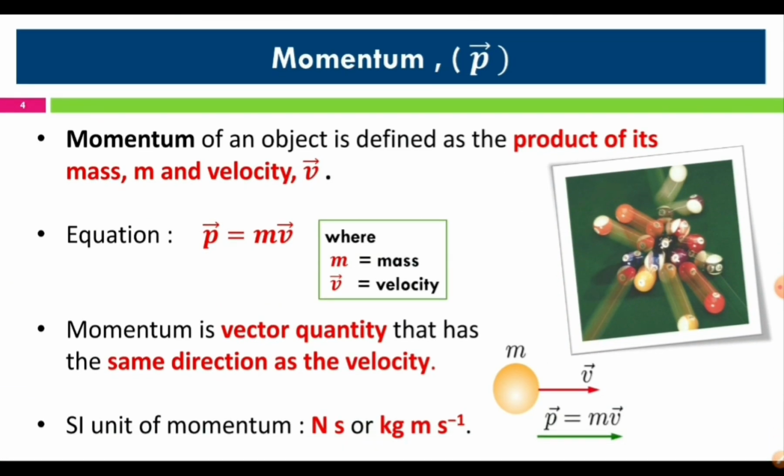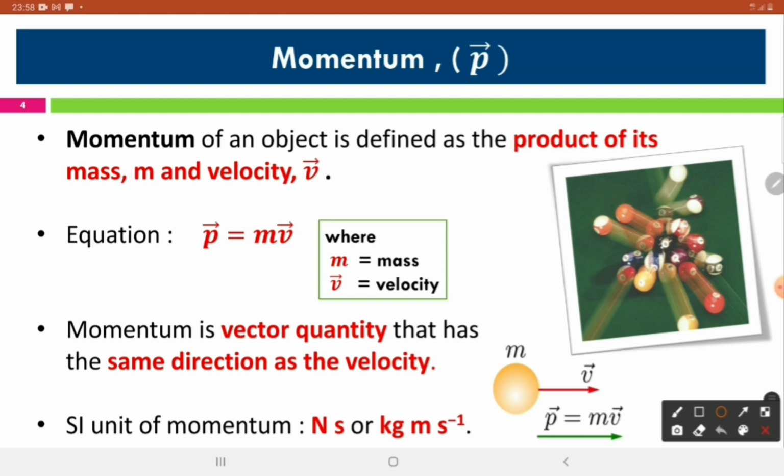Momentum P is defined as the product of mass m and velocity v. Mathematically, to calculate the momentum P, you can use the formula P = mv, where m stands for the mass of the object and v refers to the velocity of the object. Any object that has mass m and is moving with velocity v has a momentum P. Momentum is a vector quantity whose direction is the same as the direction of velocity v.